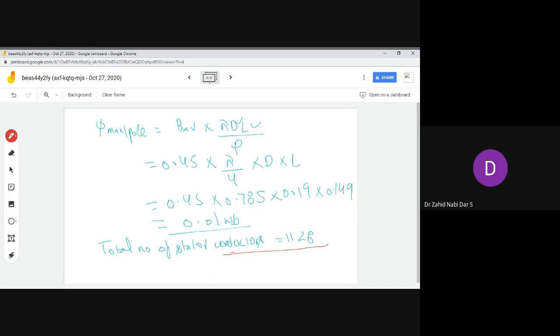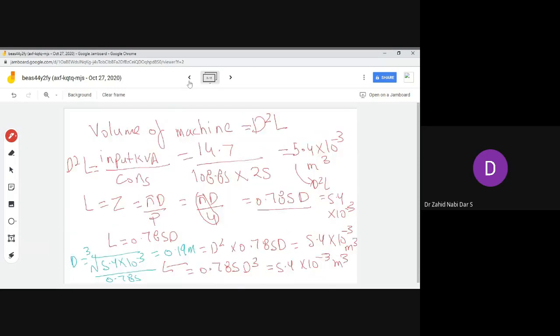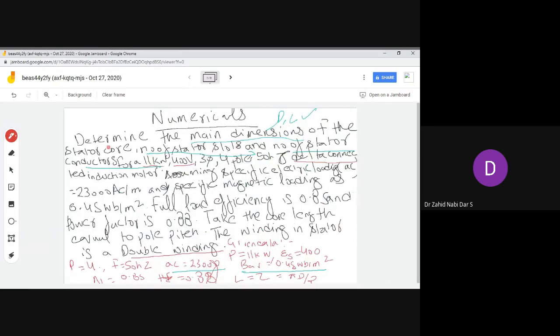If you have any doubt at any point, please let me know. I'll give you one homework problem today. So you have to do it. We'll read the question. Determine the main dimensions of the stator core, so this was about D and L, the number of stator slots, and the number of stator conductors.